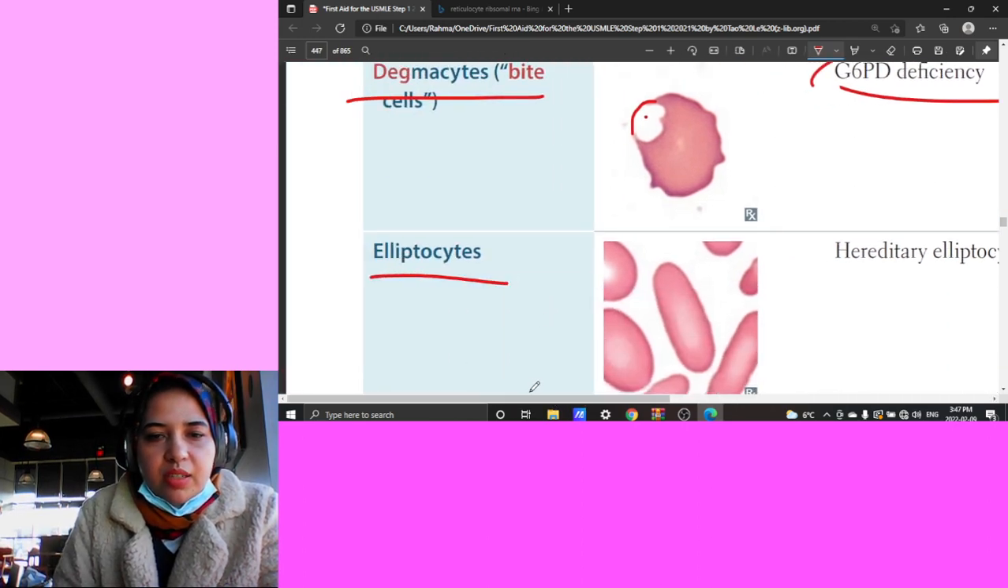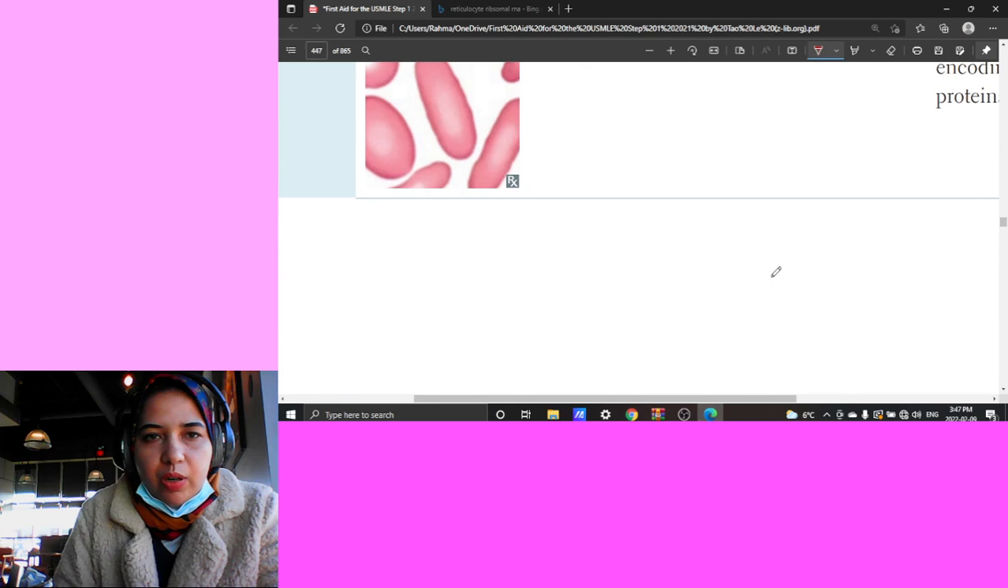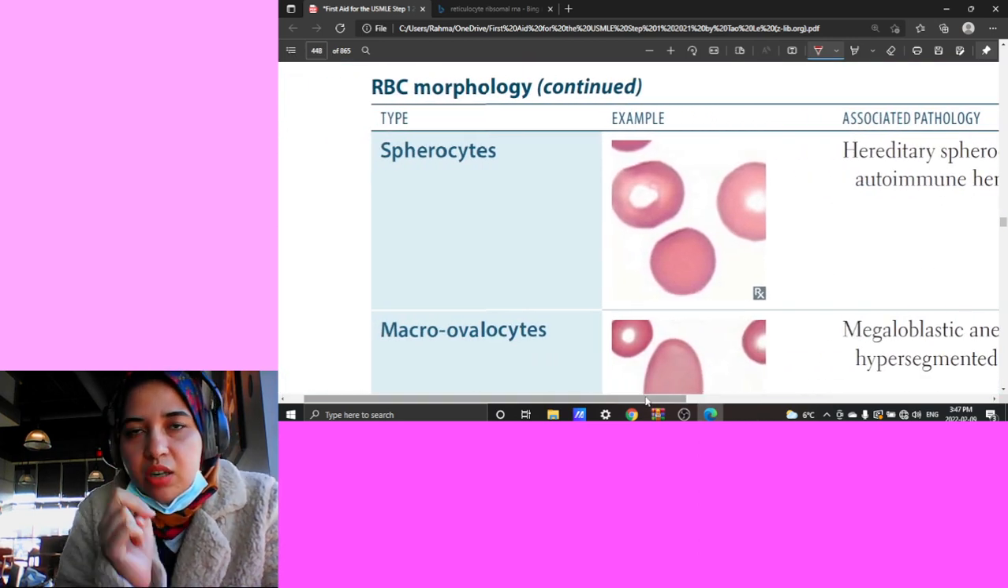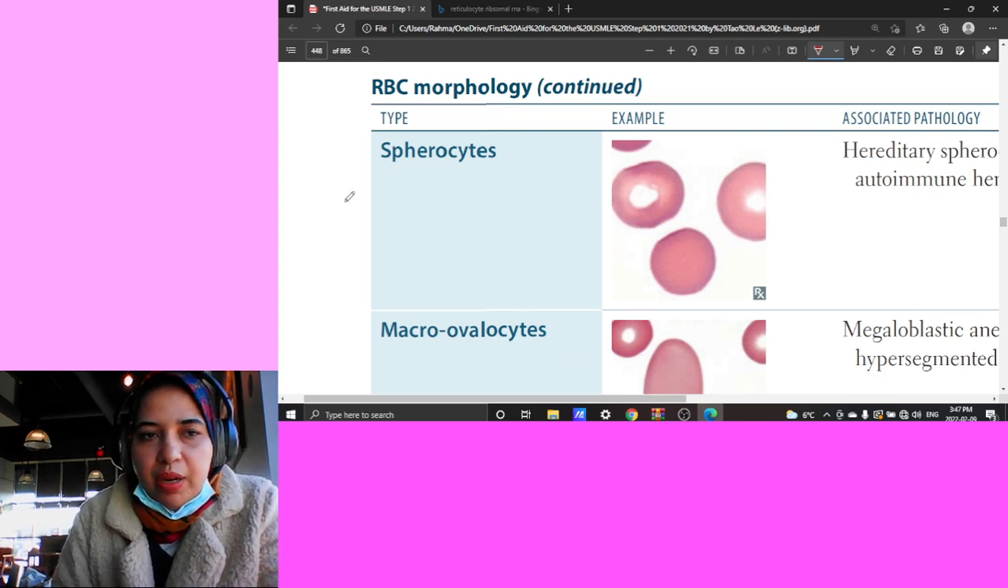Next are these elliptocytes, hereditary elliptocytosis. I've never seen that probably anywhere. Then you have your spherocytes. So spherocytes occur in two conditions. We've already mentioned them before if you're paying attention.